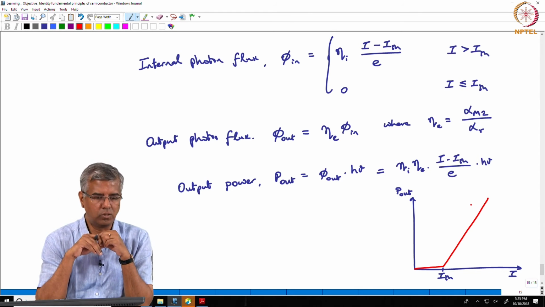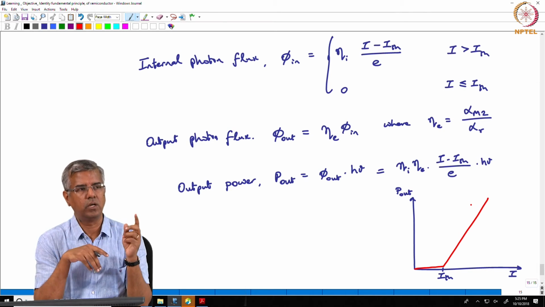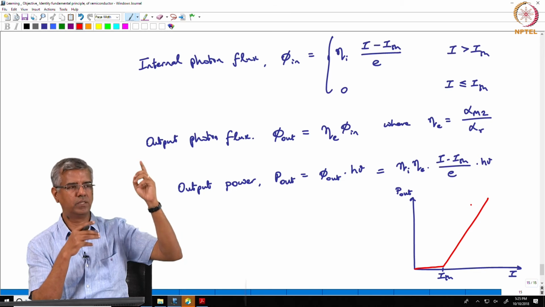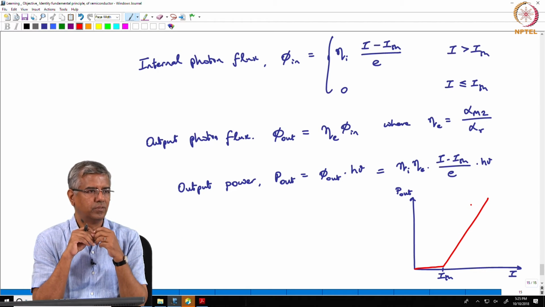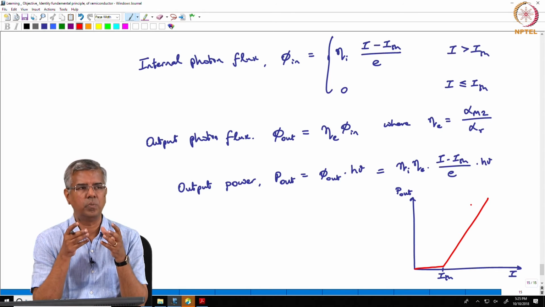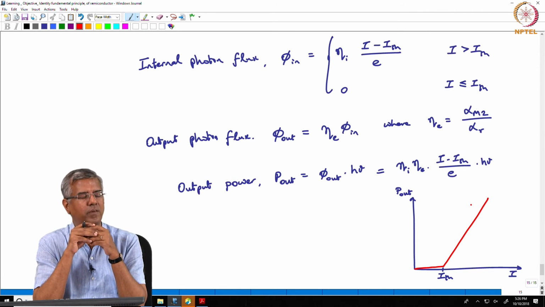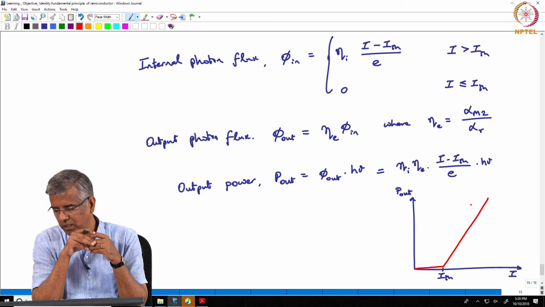Ultraviolet lasers are also packing a lot of energy. Each photon now has several eV of energy, right. So ultraviolet lasers could also be used for ablating materials. You can actually break bonds of several materials with UV radiation.